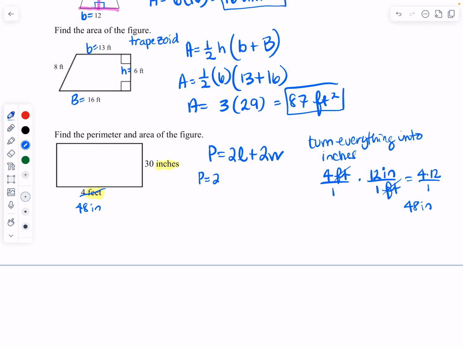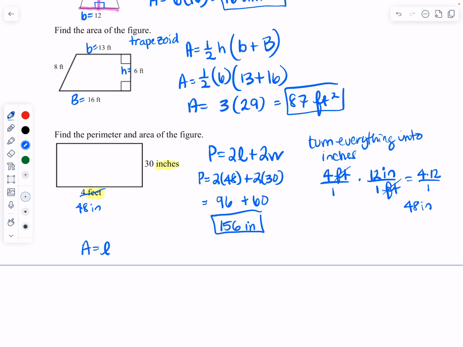So perimeter equals 2 times the length, which is 48, plus 2 times the width, which is 30. 2 times 30 is 60, and 48 times 2, I got to figure that out. Hold on a sec. Is 96. So when I add those together, I'm going to get 156 inches. Okay, that's the perimeter. Now the area.